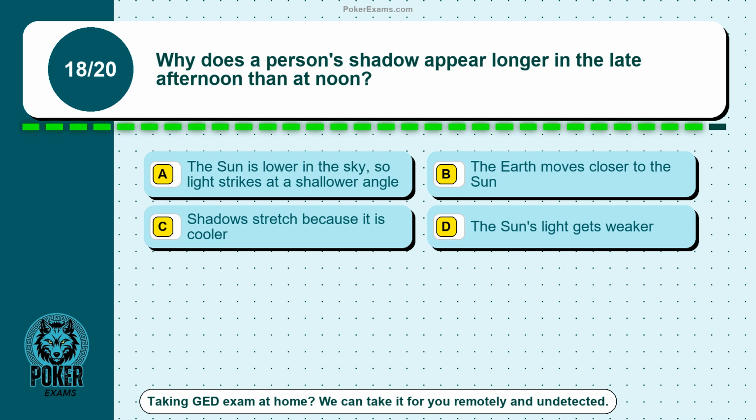Question 18. Why does a person's shadow appear longer in the late afternoon than at noon? Option A. The sun is lower in the sky, so light strikes at a shallower angle. Option B. The earth moves closer to the sun. Option C. Shadows stretch because it is cooler. Option D. The sun's light gets weaker.